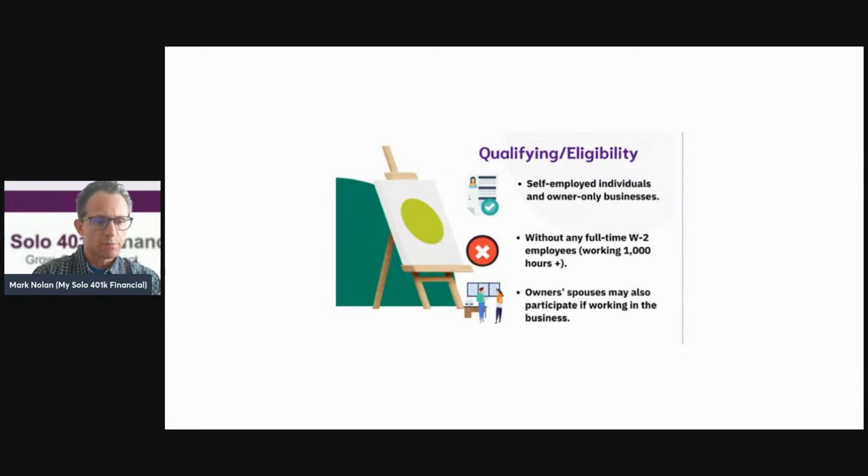Your spouse can also participate in the plan. So as long as your spouse also works in the business, it would just be one self-directed 401k. Both spouses would be considered participants in the same solo 401k plan.